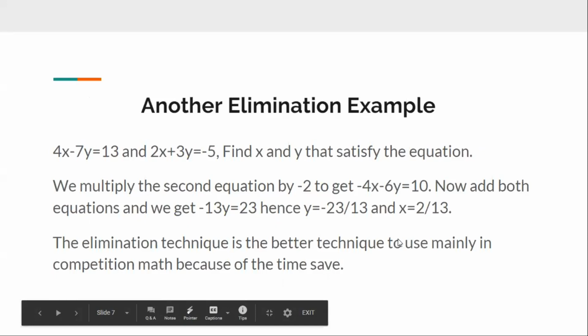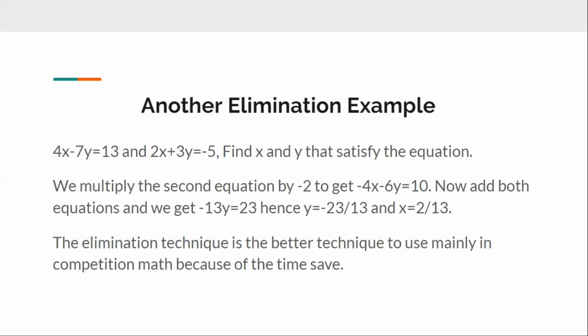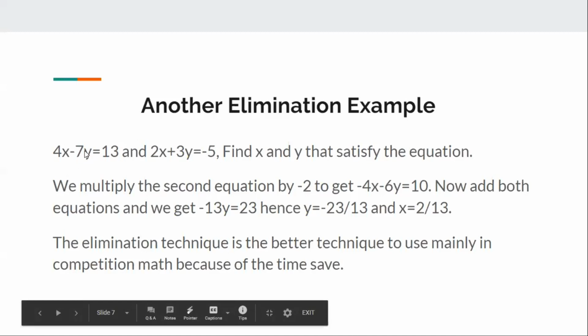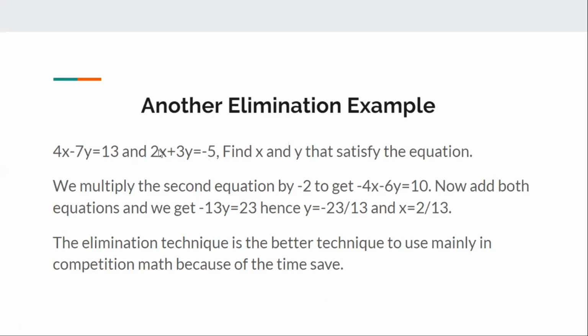Okay, this is a little more tricky for elimination. So your two equations are 4x minus 7y is equal to 13 and 2x plus 3y is equal to negative 5. And you're asked to find x and y that satisfy the equations. You can multiply the second equation by 3 and the first by 7. But another way you can do it is to simply multiply the second equation by negative 2.